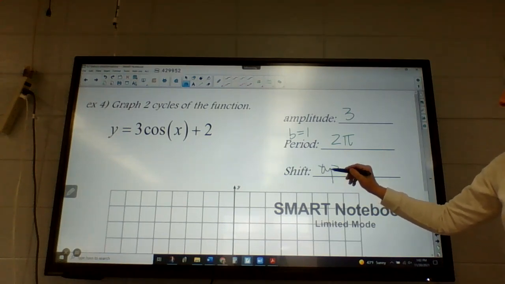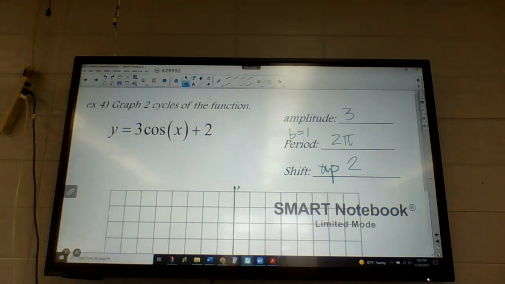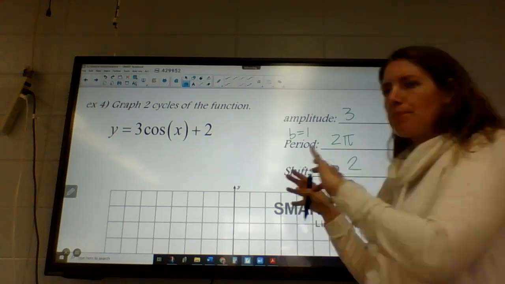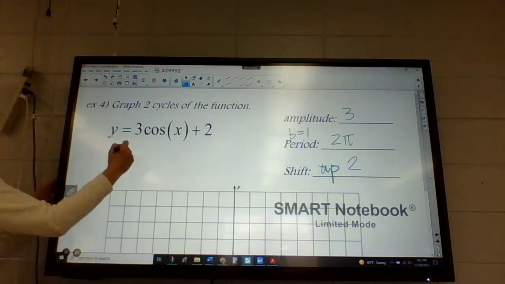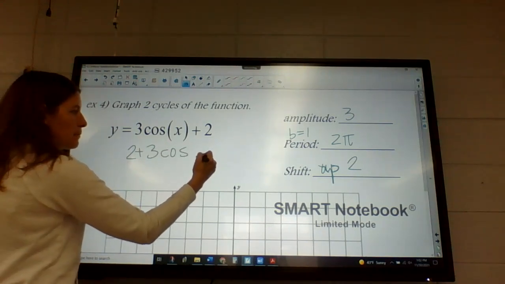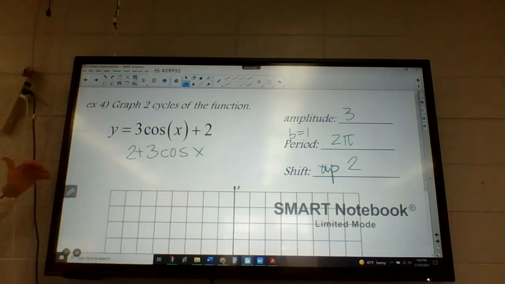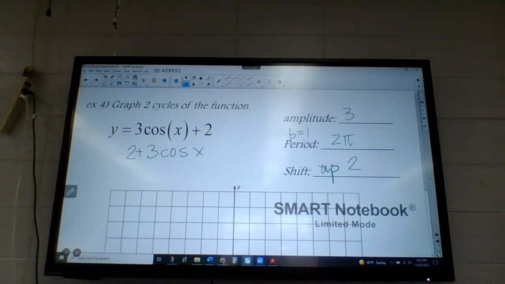So remember that, up 2. Remember that outside the parentheses, that very slight difference is enough to change that. And just so you guys know, sometimes you might see it written this way. Some, like books or worksheets, might write it this way, and they'll put the 2 in the front. It means the same thing. It's 2 plus the 3 times the cosine. That 3 is attached to the cosine because it's being multiplied.